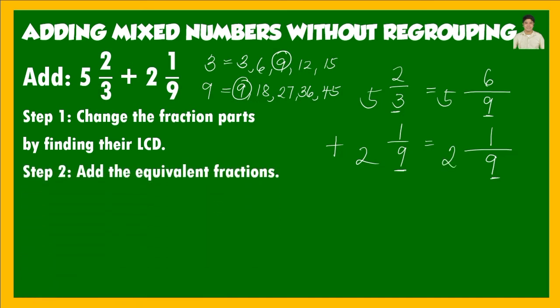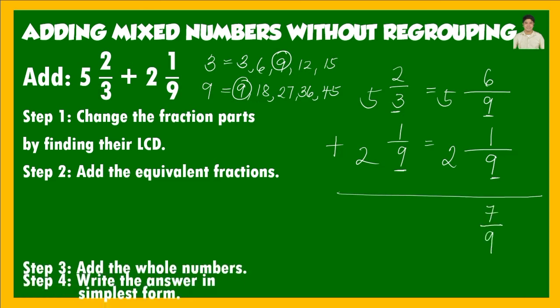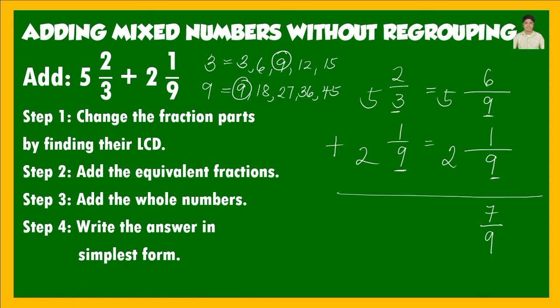Next, add the equivalent fractions. So, 6 plus 1, we have 7/9. Add the whole numbers. 5 plus 2, we have 7. And then, write the answer in simplest form. So, simplify daw natin yung 7/9. Kaya lang, wala na pong common factor yung 7 and 9 maliban sa 1. So, this will be our final answer. 7 and 7/9. So, final answer.